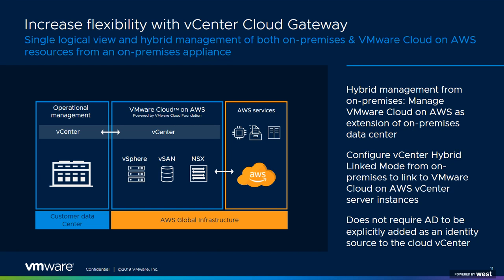You can configure vCenter hybrid link mode as well to utilize that single pane of glass view where you log into one vCenter and manage your on-premises environment, and then also your environment that exists in VMware Cloud on AWS. You don't really need to even have any AD dependencies in place in regards to utilizing it from an identity source as well.